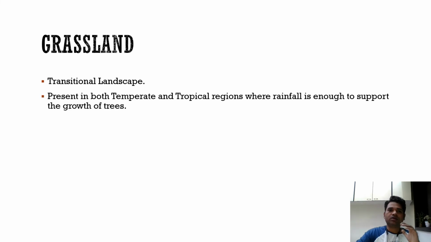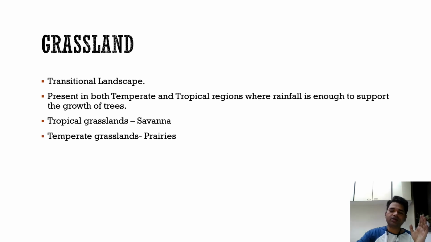And then we come to the last type of terrestrial ecosystem, that is the grassland ecosystem. Grassland ecosystem is a transitional landscape where you'll find most of the monocots and only a few trees. They are found in both temperate and tropical regions. If they are found in the tropical region, they are called savannas. If they are in the temperate region, they are called prairies.